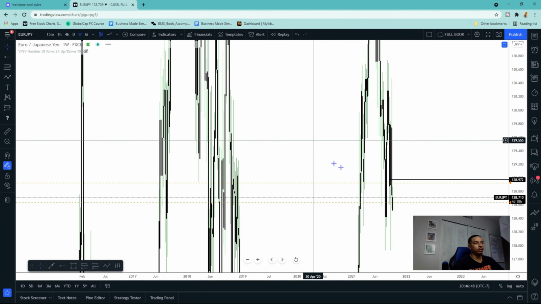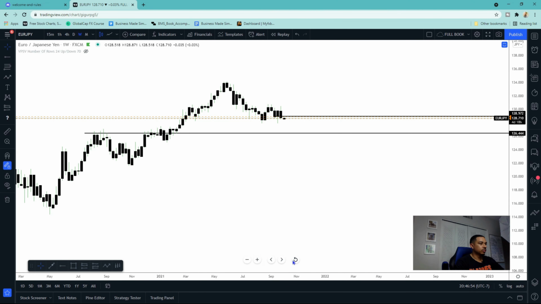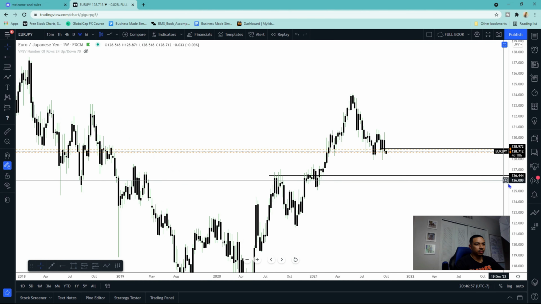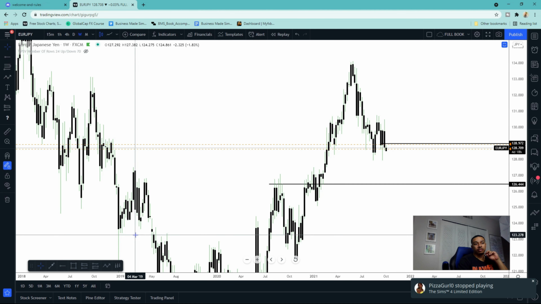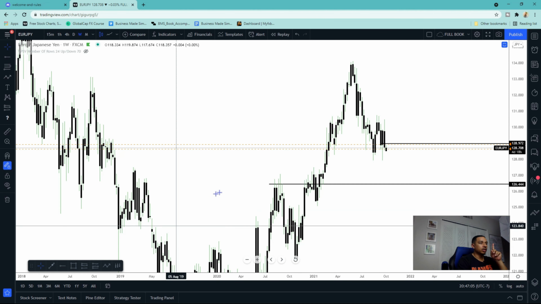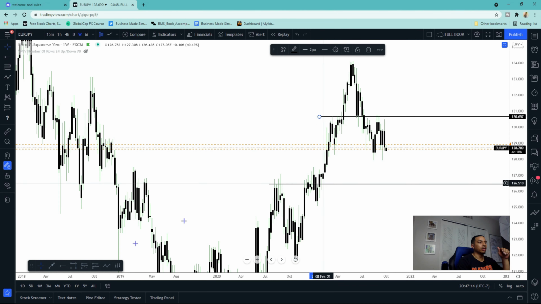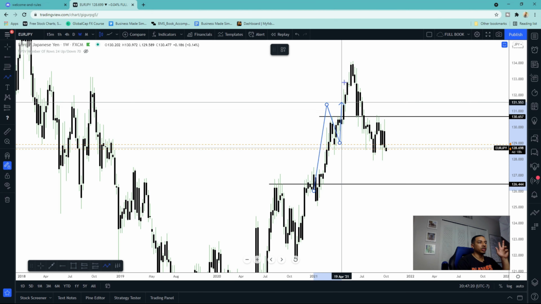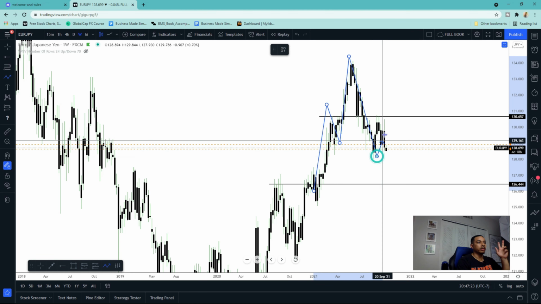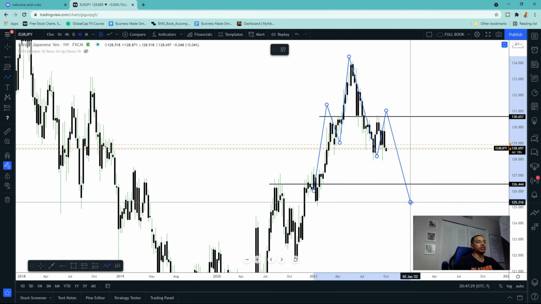What we got here? We have EURJPY. So I think this is going to continue down, and the reason why is because for those of you who like candle formations, this could be a head and shoulders situation. Head and shoulders, for those of you who don't know, you have a shoulder, you have a head, come back down, then you get another shoulder, and then you descend back down. Okay, that's a head and shoulders.